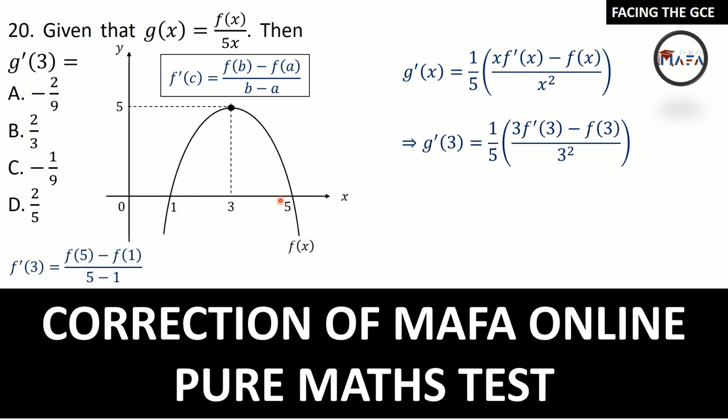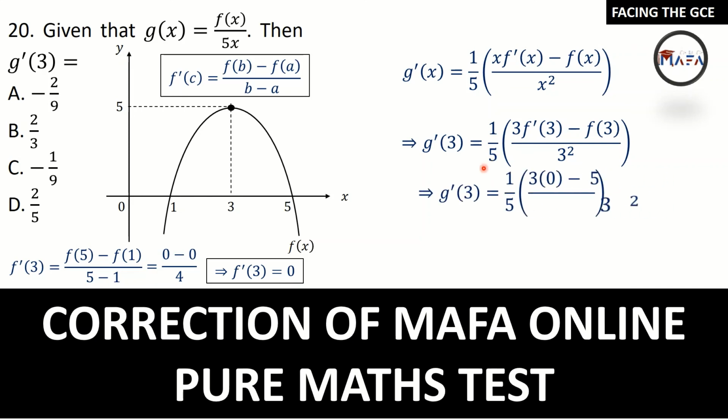But f of 5 is clearly 0 because my function meets the x-axis when x is equal to 5. Same scenario for f of 1. F of 1 is 0 because the function meets the x-axis when x is equal to 1. So with that, we get our f prime of 3 to be equal to 0. So using the mean value theorem or using our concept of turning points, we are good to go. So f prime of 3 is equal to 0. So it means our g prime of 3 is equal to 3 times 0 minus 5, all divided by 3 squared. So simplifying, we get our g prime of 3 to be negative 1 divided by 9.